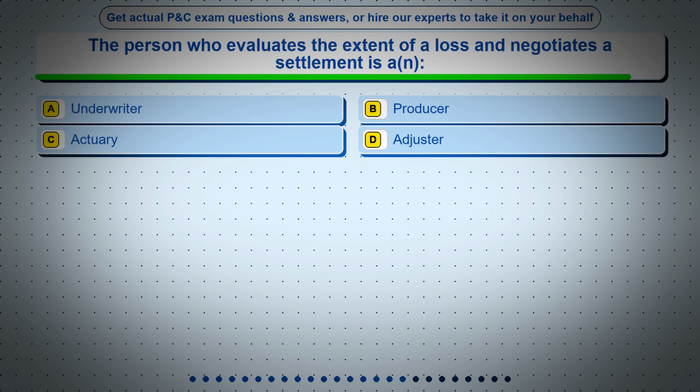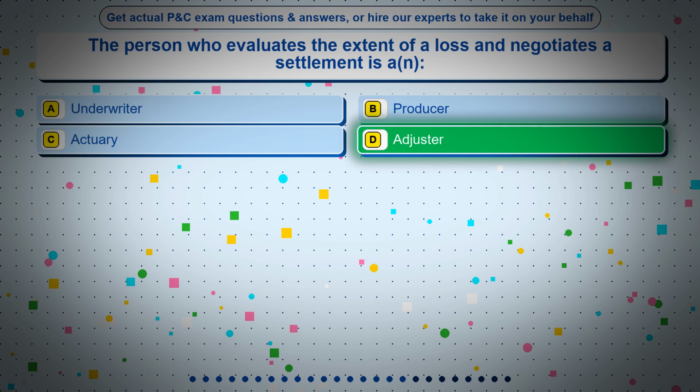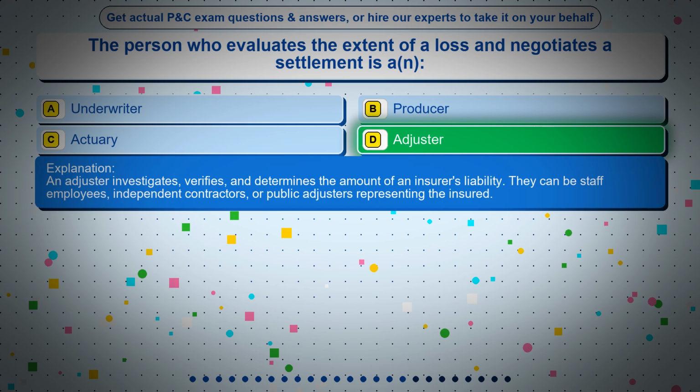Question 17. The person who evaluates the extent of a loss and negotiates a settlement is an. Option A. Underwriter. Option B. Producer. Option C. Actuary. Option D. Adjuster. The correct answer is option D. Adjuster. An adjuster investigates, verifies, and determines the amount of an insurer's liability. They can be staff employees, independent contractors, or public adjusters representing the insured.